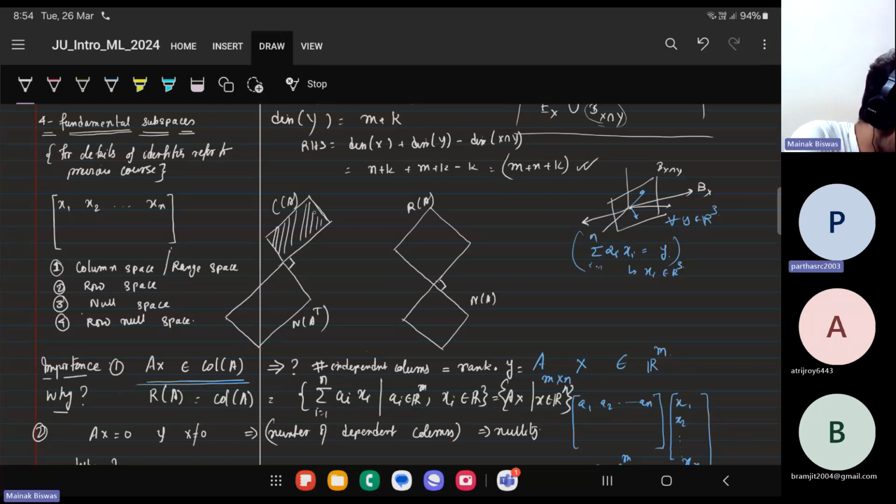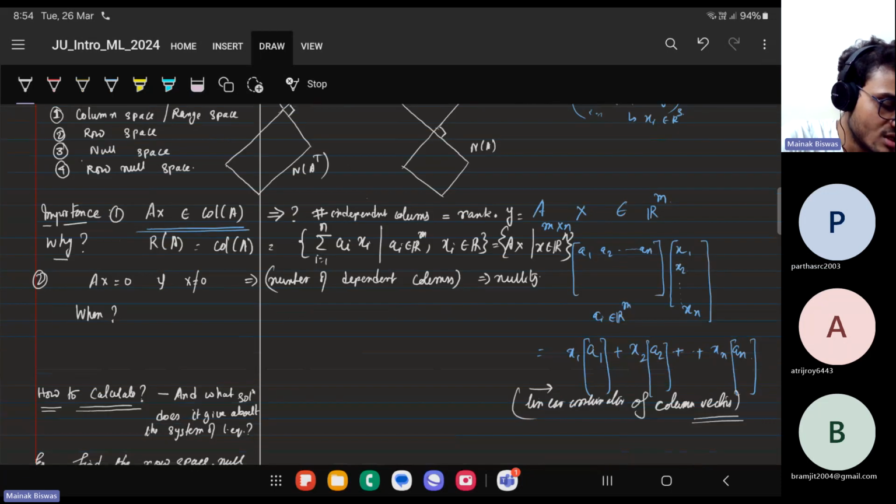I wrote x belongs to the column space. Which one? I wrote the column space. I wrote it here now.